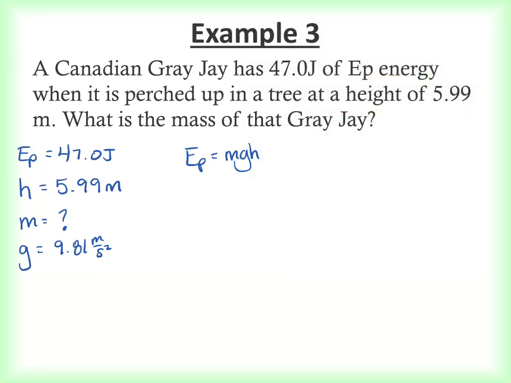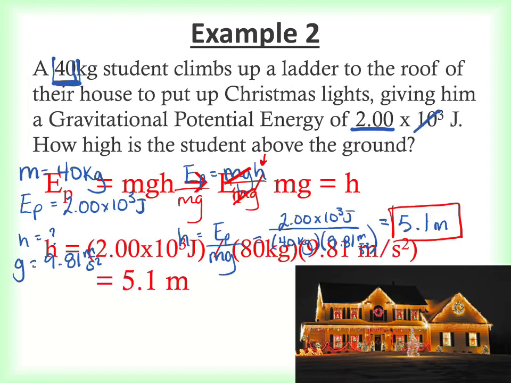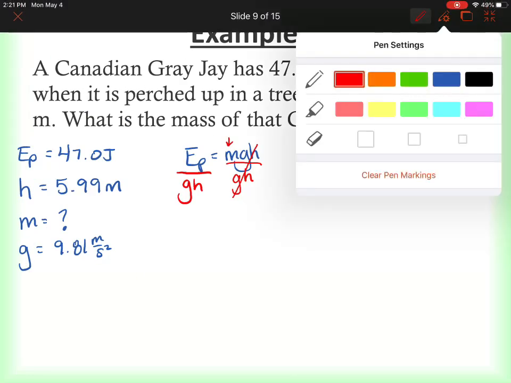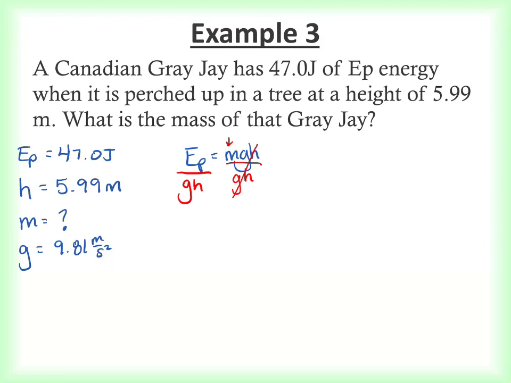So just like when we were trying to solve for h, now we're trying to solve for m, but basically the same thing's being done. M is being multiplied by g and h, so it needs to be divided by g and h to be able to solve for it. And that does cancel those guys out. Anything you do to one side, though, you have to do to the other. So what we get for mass is EP divided by GH.